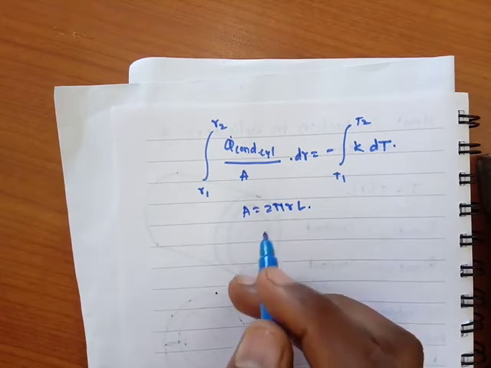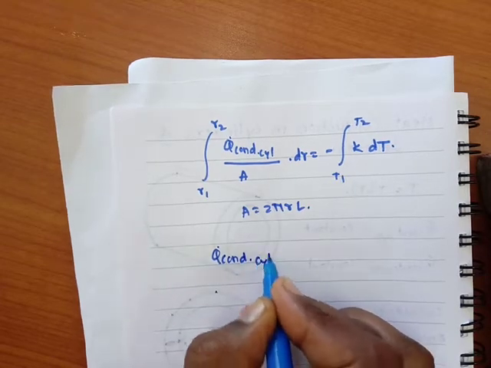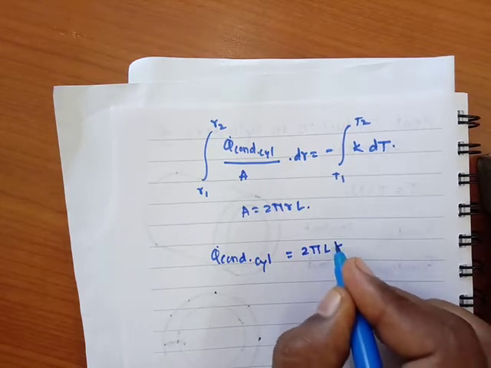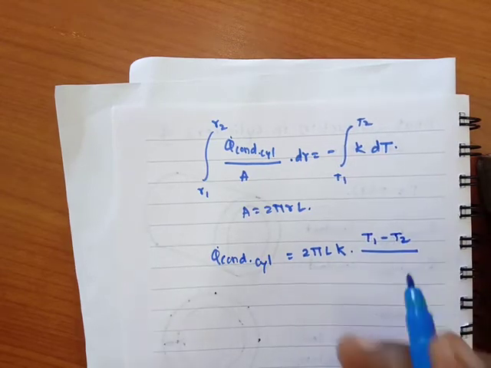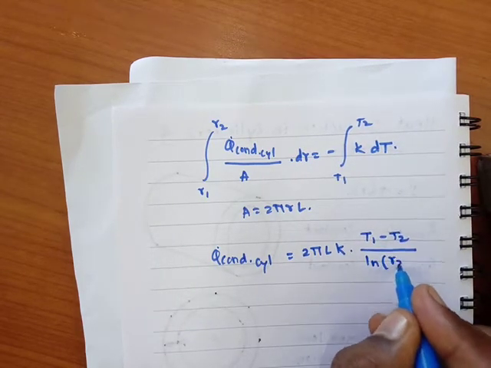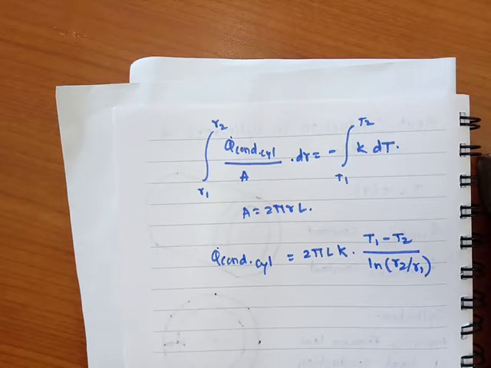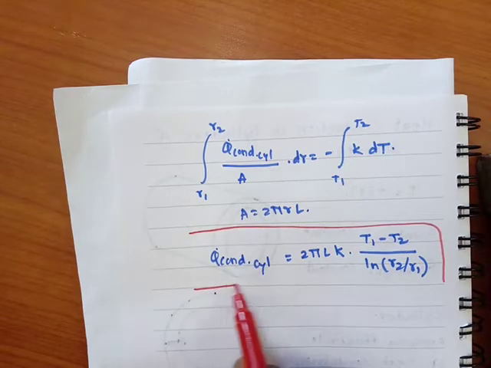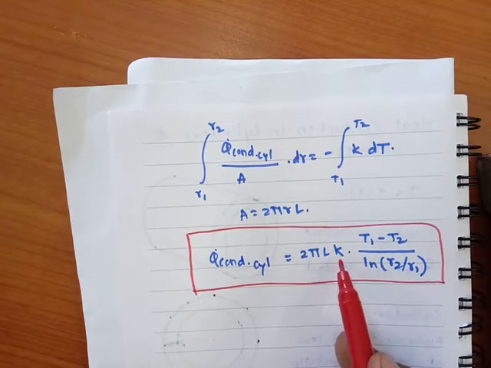after solving this equation, we will get Q conduction of cylinder is equal to 2 pi L K multiplied with (T1 minus T2) divided by ln(R2 divided by R1). So this is the formula to find the heat transfer through the cylinder when the cylinder has an inner radius and outer radius and only one layer with thermal conductivity K.